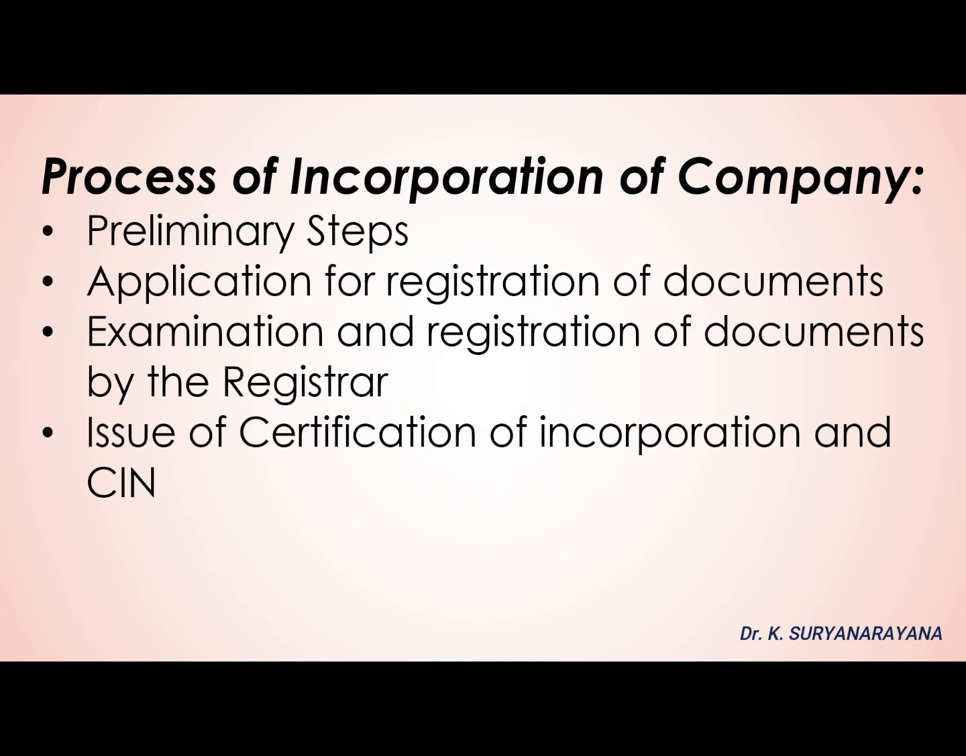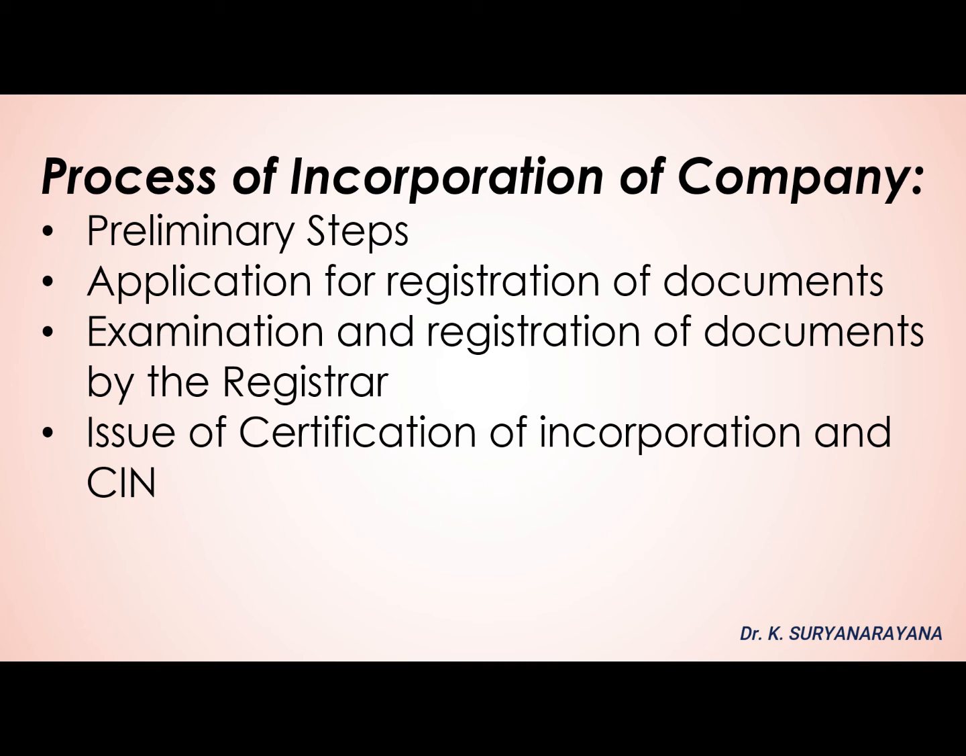Obtaining signature of subscribers. There should be a minimum of 7 subscribers in the public company, 2 subscribers in the private company, and 1 subscriber in one-person company. Getting consent of the nominee in the case of a one-person company. In order to include the name of the nominee of the subscriber in the memorandum in case of one-person company, prior written consent has to be acquired from the nominee in form number INC 3.